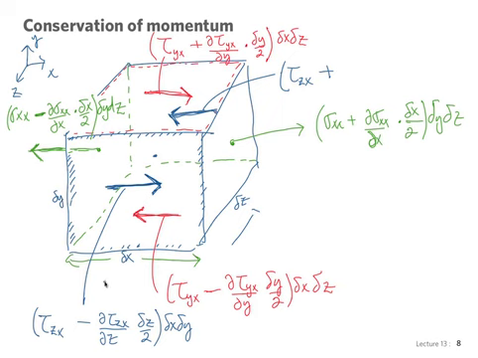Oh no, did I get the signs wrong? I got the signs wrong. This is plus, and this is minus. In the minus now. This one moved in the minus direction. d tau zx, dz, dz half, and dx and dy. We have all the forces now in the x direction.